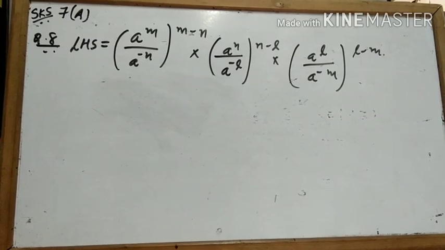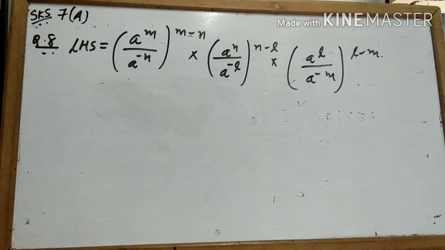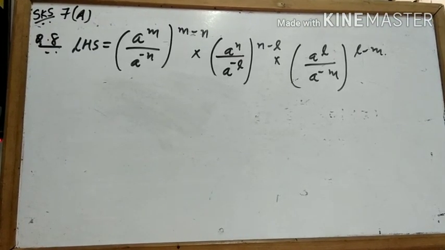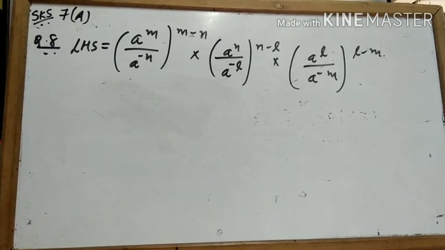Exercise 7a, question number 8, 9, 10. All three require basic knowledge of identities, which we have done. So I hope you all know those identities. If you have forgotten, before starting question 8, just revise those identities.